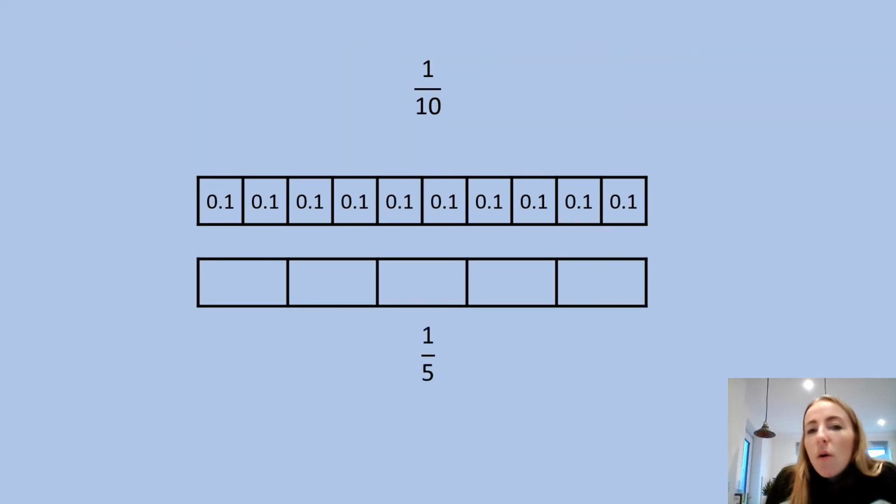Okay, what about a fraction where the denominator isn't 10 or 100? Let's start on these ones. So let's have a look at 1/5. Now I've got 1/10 represented above in the bar. So I've got my whole bar split into 10 equal pieces, and then below I've got the same size bar split into 5 equal pieces.